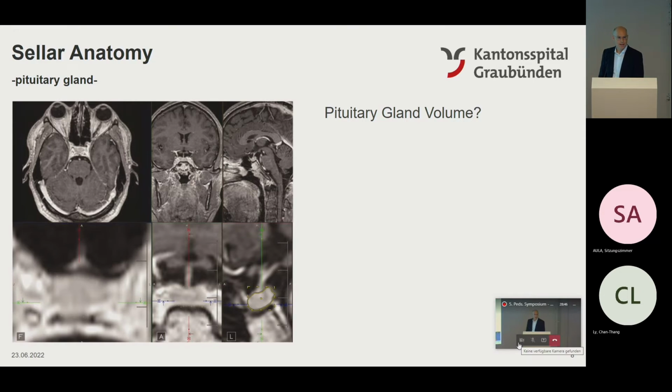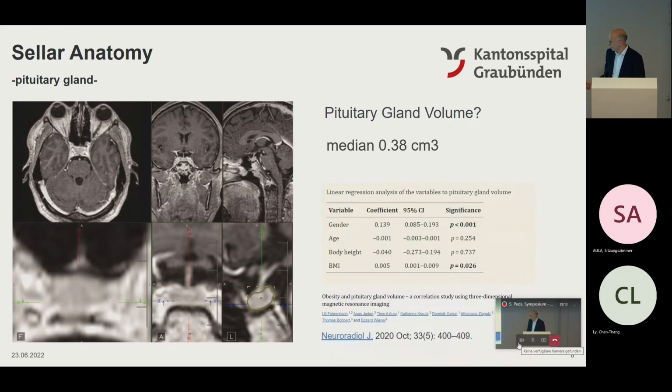Well, it depends on age, right? Yes, it depends on age, and you see girls with the balloon, which is normal. There's some age dependence, that's true. And what else is very well known? Gender. Women normally have bigger pituitaries than men. And what came out in this study is that it also depends on the BMI, so obese people have a larger pituitary gland. The median volume is about 0.38 cc.